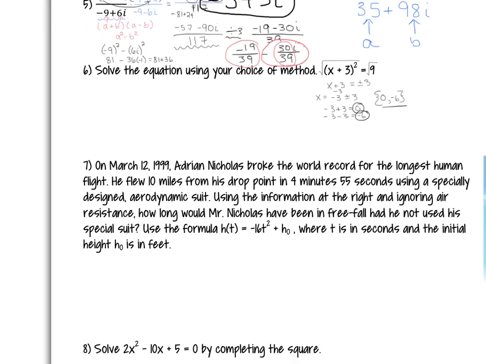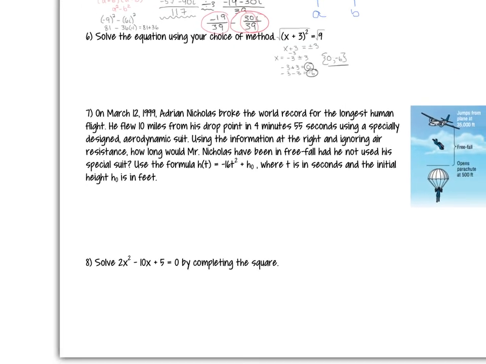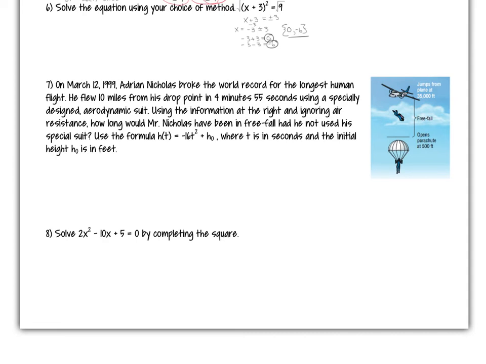Oh boy, it's a real world problem, so let's read it together. On March 12, 1999, Adrian Nichols broke the world record for the longest human flight. He flew 10 miles from his drop point in 4 minutes and 55 seconds using a specially designed aerodynamic suit. Using the information at the right and ignoring air resistance, how long would Mr. Nichols' flight have been free falling had he not used his special suit?